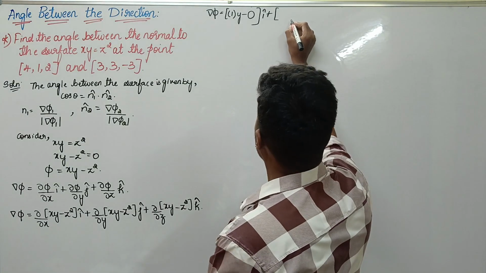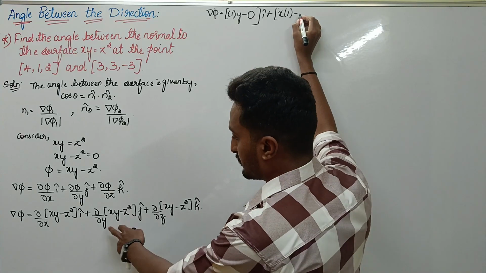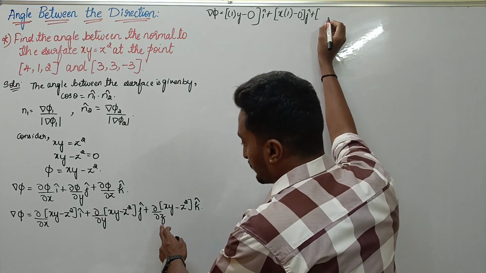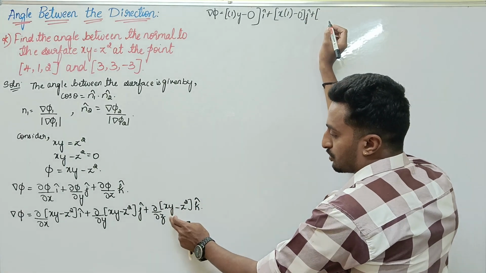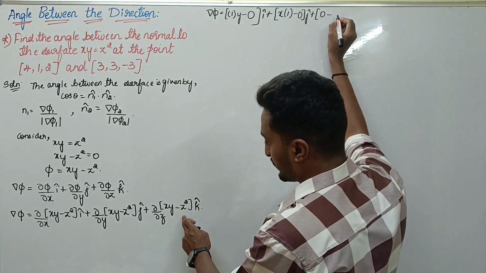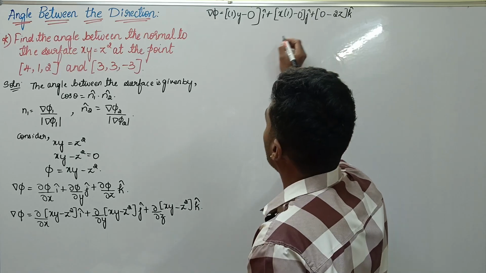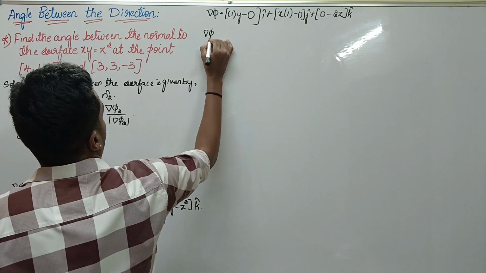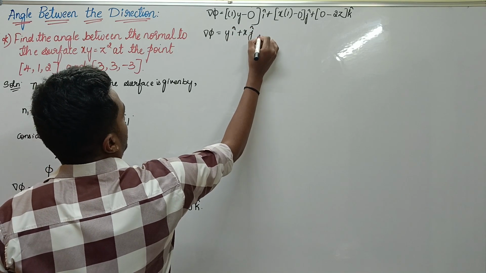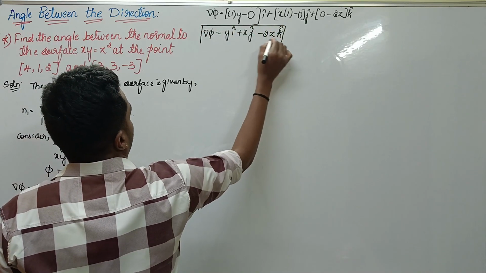So x remains constant, differentiation of y is 1, minus the differentiation of z square with respect to y, which is 0, into j cap, plus differentiation of this whole term with respect to z. Differentiation of xy with respect to z is 0, minus differentiation of z square with respect to z is 2z, into k cap. What we get is gradient phi equal to y i cap plus x j cap minus 2z k cap. This is our standard gradient phi.